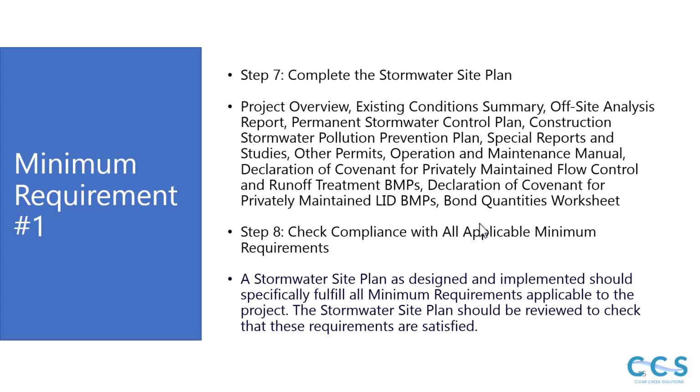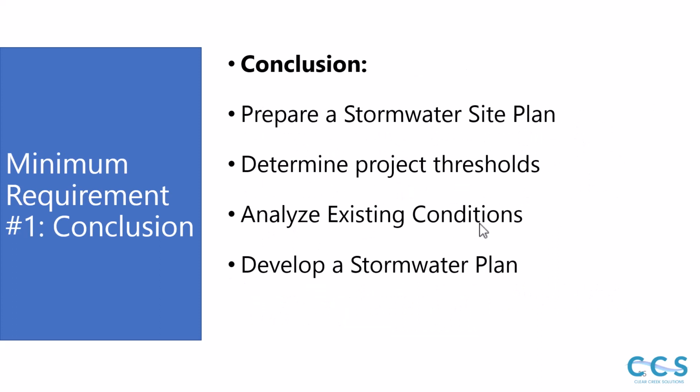Then step 7, you're going to complete the stormwater site plan with a project overview, existing conditions summary, offsite analysis, and so on. So we're going to be looking at a lot of aspects there. Then step 8, check compliance with all applicable minimum requirements. A stormwater site plan as designed and implemented should specifically fulfill all minimum requirements applicable to the project. The stormwater site plan should be reviewed to check that these requirements are satisfied. So in conclusion, you'll want to prepare a stormwater site plan, determine all your project thresholds, analyze your conditions of the site, and develop a stormwater plan to meet these conditions and these requirements.